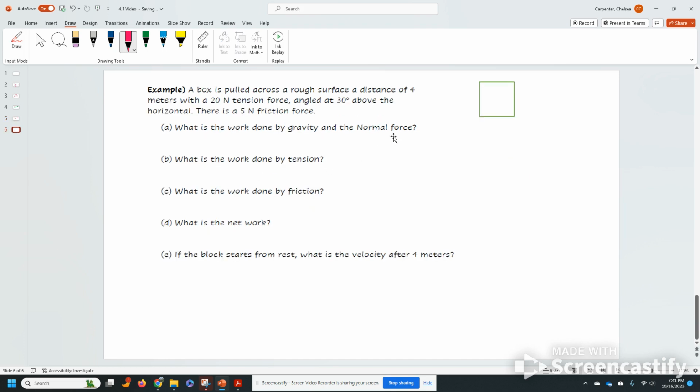All right, last example. A box is pulled across a rough surface, a distance of 4 meters, with a 20 Newton force angled at 30 degrees. And there's a 5 Newton friction force. So I've got 5 Newtons of frictional force, 20 Newtons at a 30-degree angle. I do have some gravity and some normal force here, but you'll see they don't really matter for us in this problem because we are traveling to the right a distance of 4 meters.